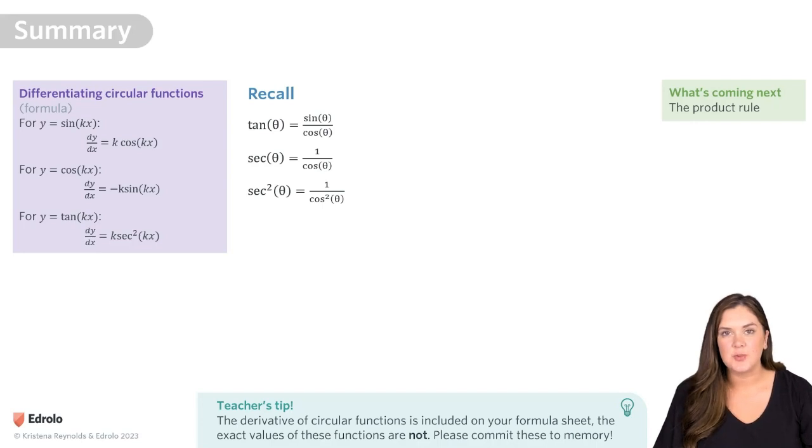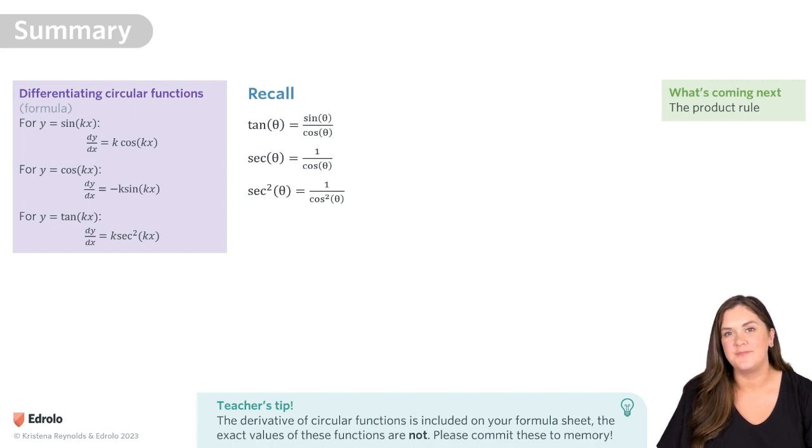So in our summary page, we have the derivatives of all of our circular functions and just a recall of the different relationships. So we've got our tan theta and sec squared. And just a reminder that these are actually on your formula sheet. However, the exact values are not. So please make sure you are committing those to memory. So either remembering how to draw the triangles, or if you really are that keen, drawing out the table of exact values. But in our next video, we are looking at the product rule. So we'll see you then.